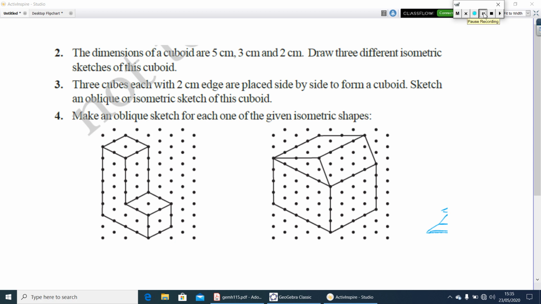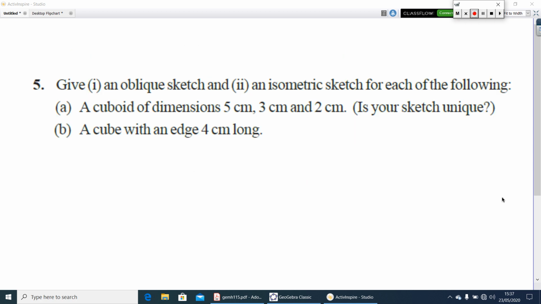Now the last question is, give an oblique sketch and an isometric sketch of the following. A cuboid of dimensions 5 cm, 3 cm and 2 cm. Length you can take as 5, breadth 3 and height 2. Both the sketches you have to do. Next, a cube with an edge of 4 cm long. An oblique sketch and isometric sketch of the cube also you have to do.